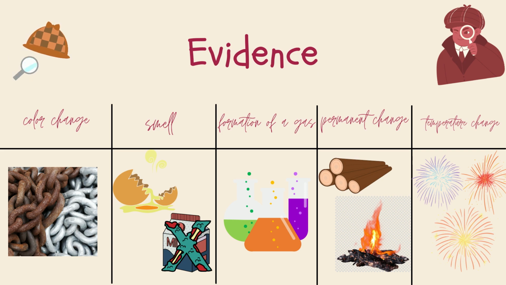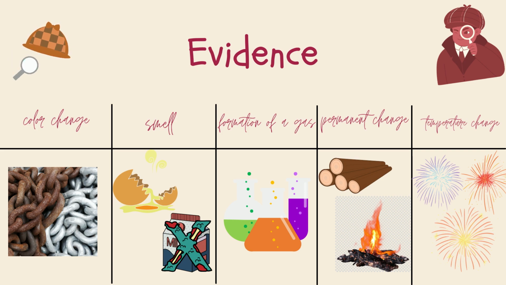Next, we have formation of gas. So when you're in a scientific lab doing an experiment, and your beaker starts to bubble, these bubbles are evidence that a chemical reaction is occurring or occurred. So it's a very obvious one. Everybody knows it. Very noticeable.